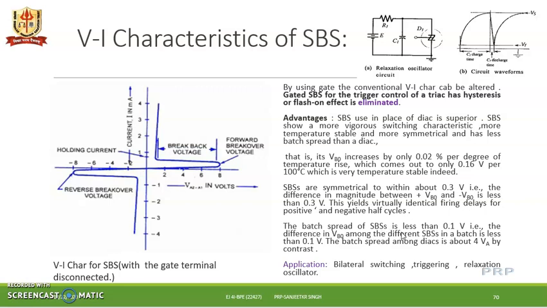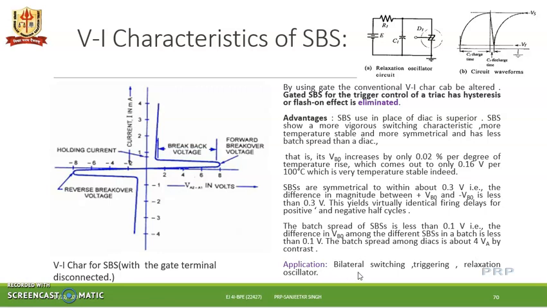And batch spread is less than 0.1 volt, that is the difference in the breakover voltage among the different SBS in a batch. When they are manufactured in a batch, one SBS will have a breakover voltage difference with the other of 0.1 volt or even less than that. Whereas if we consider that of a diac, the diac will have a batch spread value of 4 volt.